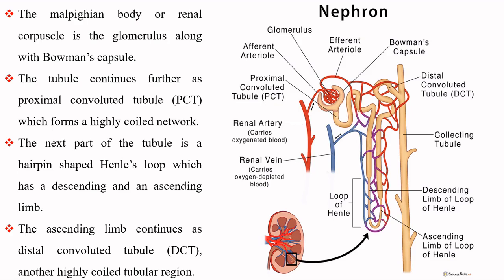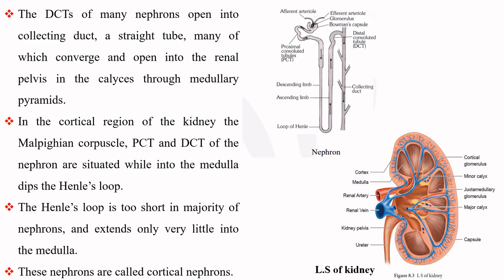The next part of the tubule is a hairpin-shaped Henle's loop, which has a descending and an ascending limb. The ascending limb continues as the distal convoluted tubule, another highly coiled tubular region. The DCTs of many nephrons open into the collecting duct, a straight tube, many of which converge and open into the renal pelvis in the calyces through medullary pyramids.